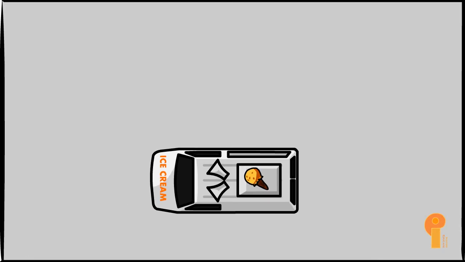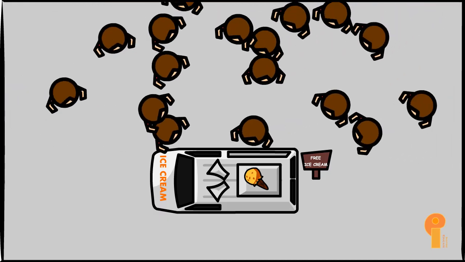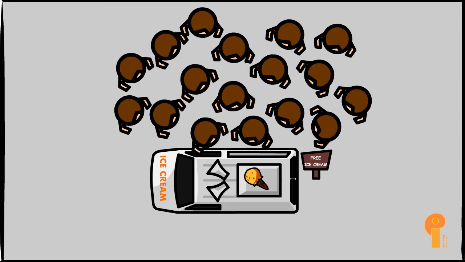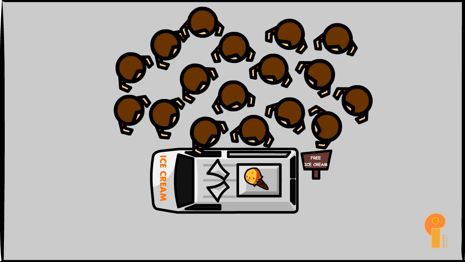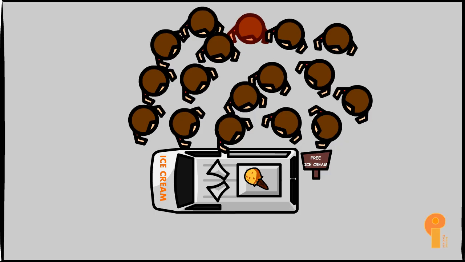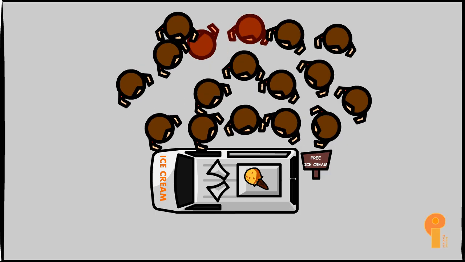Imagine an ice cream truck is giving out free ice cream. Of course you're going to have a huge crowd of people wanting some ice cream. The ice cream truck is the heat source and the people are the molecules. After this guy receives his ice cream, he's going to move to the back of the group because he's already gotten his ice cream. This is exactly what happens in convection.